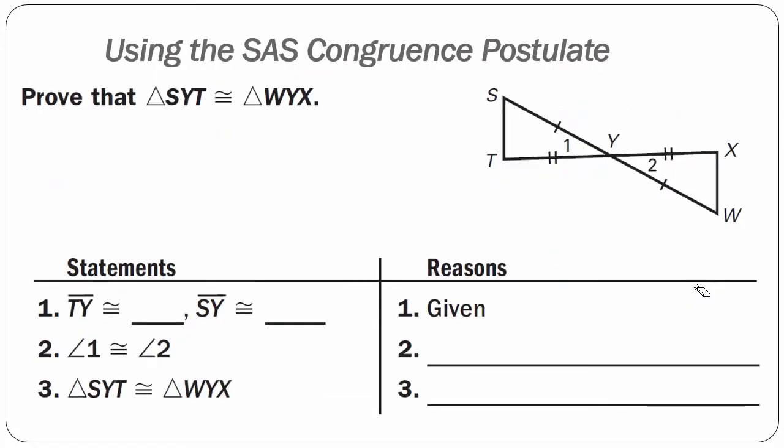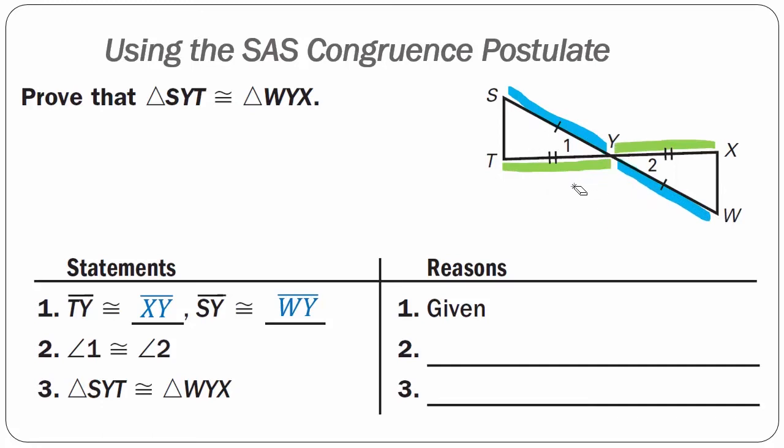Example 2, using the side angle side congruence postulate, prove that triangle SYT is congruent to triangle WYX. From the image, we can see that line segment TY, which has two tick marks, is congruent to line segment XY because they both have two tick marks. We can also see that line segment SY is congruent to line segment WY because it only has one tick mark, and that's our given.